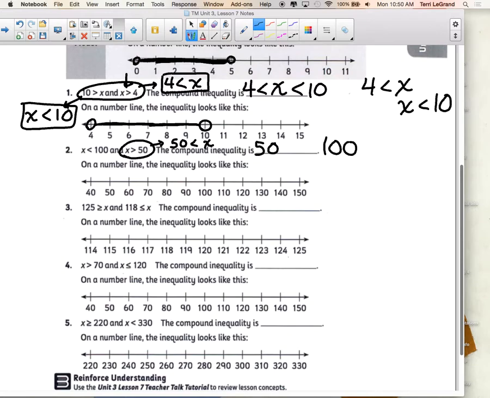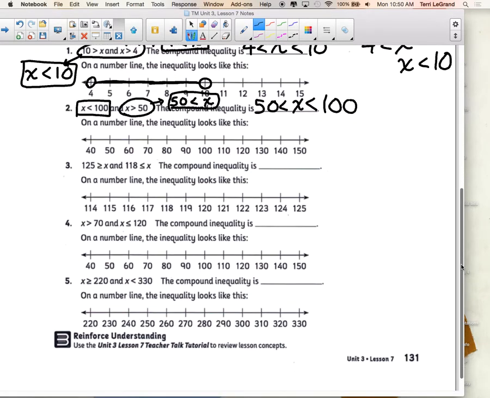So 50 is less than x. That's this one right here. 50 is less than x. And x is less than 100, but we don't write the x again, we just write the is less than 100. The x's are on top of each other. Okay, what kind of a graph would we have? Where would the endpoints be?